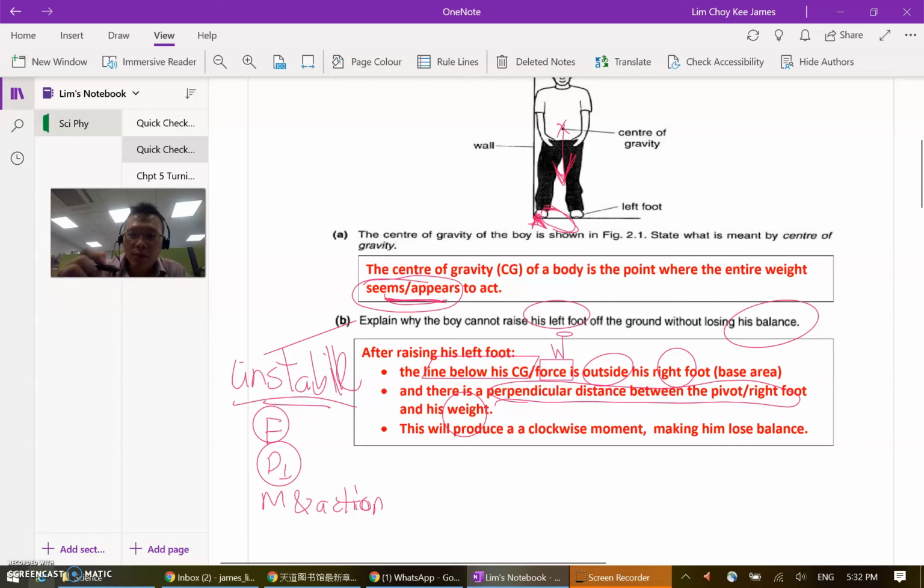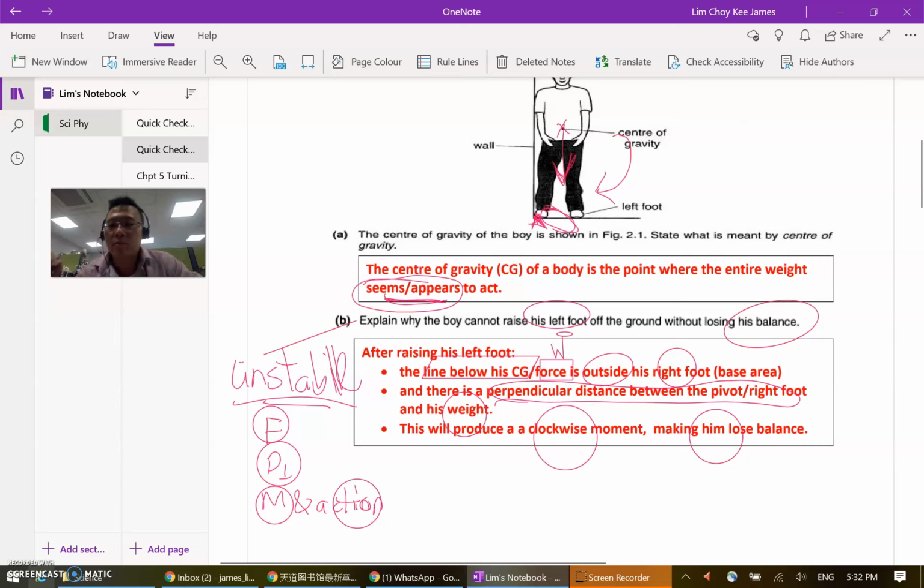And what does it do? It will create a clockwise moment about the pivot, and this clockwise moment will cause the object, which is the person, to lose balance, which is the action.